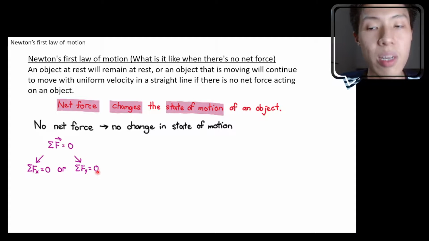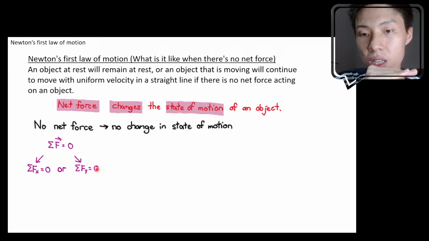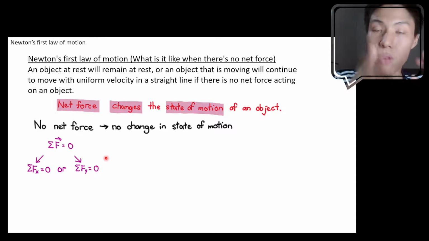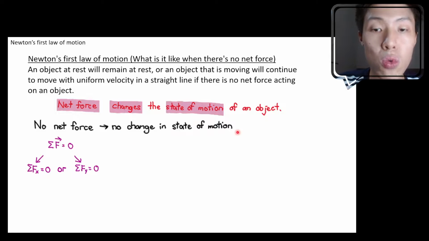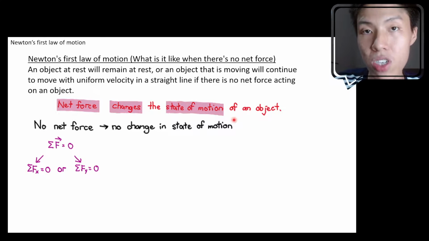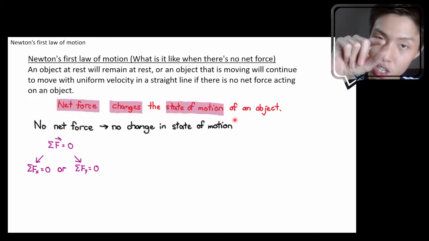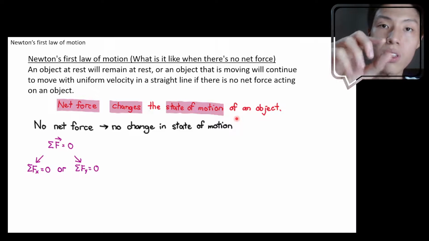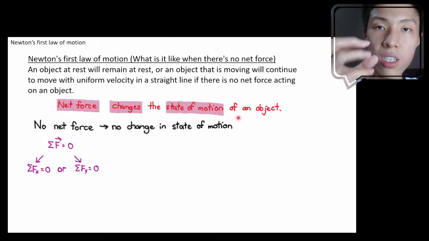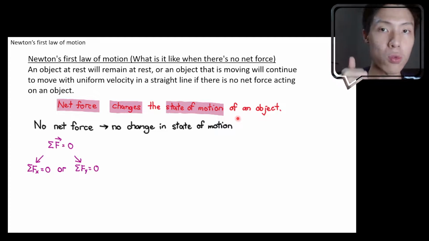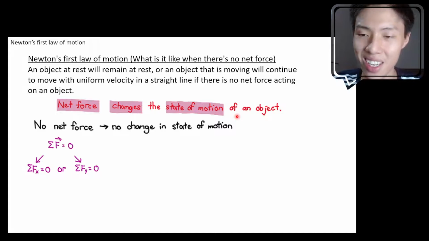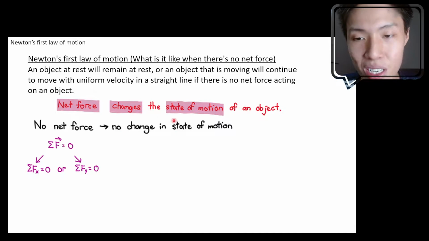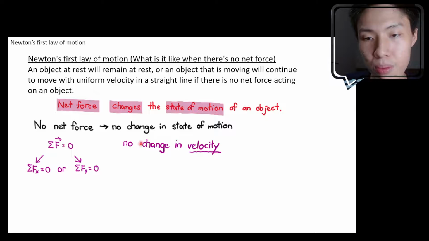And of course, if sum of Fy is equal to 0, then there is no net force in the y dimension. That means up and down cancel out, so there's no change in state of motion in the y dimension. In the up-down motion, your object has to be at rest or at constant velocity. No change in the up-down motion, no change in the up-down velocity. So no change in state of motion means no change in velocity, because velocity is used to describe state of motion.